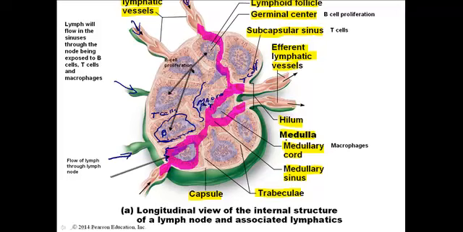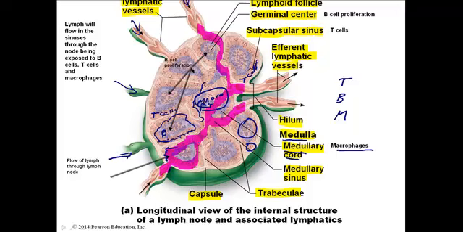This area is called the medulla, and these things are called medullary cords, and this is where macrophages congregate. So I'll ask you, where are the T cells in a node, where are the B cells in a node, and where are the macrophages in a node? So the B cells are out here, the T cells are here, and the macrophages are here.